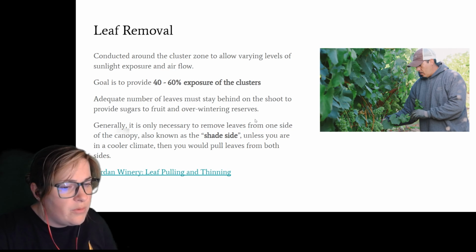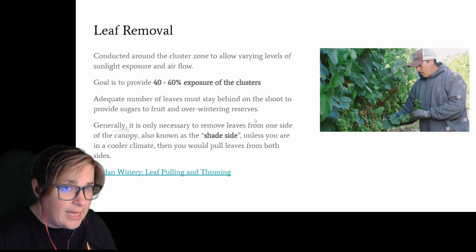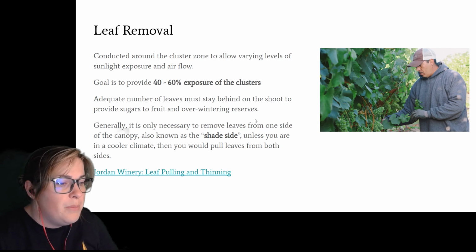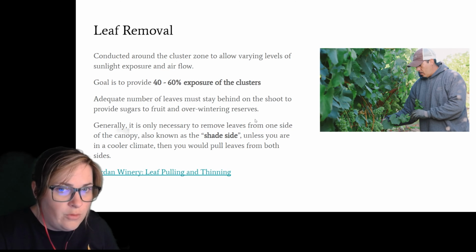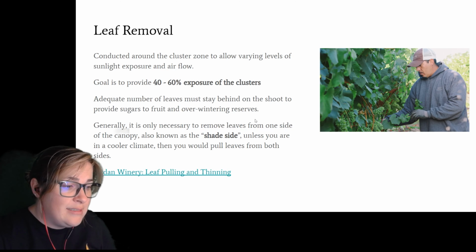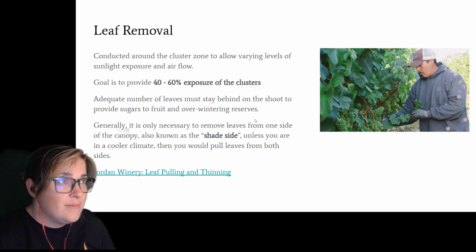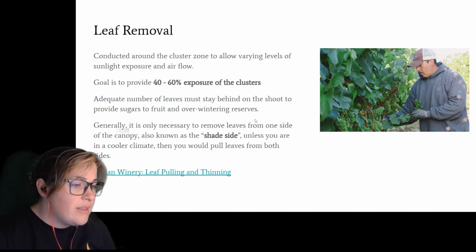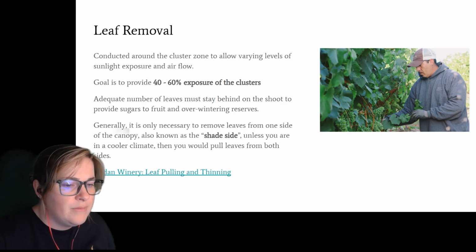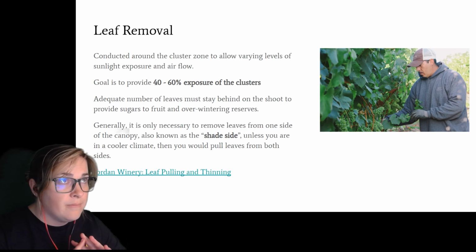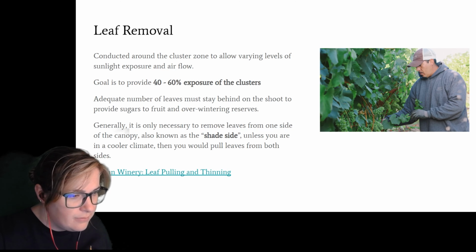Leaf removal. So this is something I hope we get to do as a class, it'll probably be near the end of our class because we're going to be approaching summer. But leaf pulling or leaf removal is very important. I would like you to memorize that 40 to 60% exposure of the clusters is ideal. That might or might not be a question. Cough, cough. So that's a good one to remember. 40 to 60% exposure of the clusters in the vine is the goal in leaf removal, right?